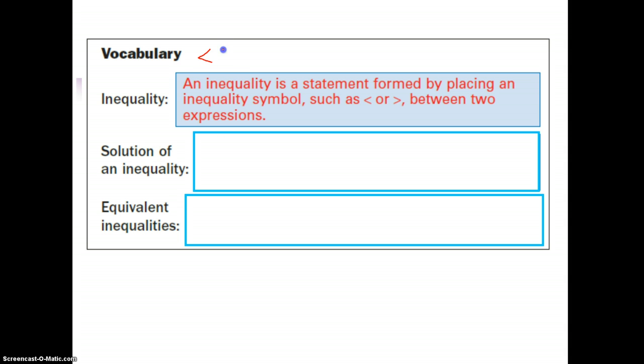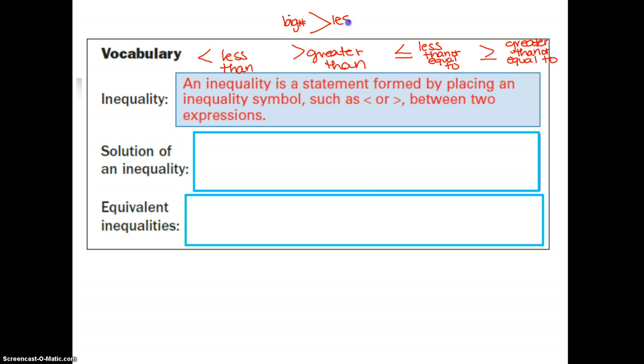Remember that this symbol means less than. This symbol means greater than. And when you have a line underneath it, this is less than or equal to, and this is greater than or equal to. Remember, the opening always goes to the bigger number, and the small side that makes the point goes to the lesser number.